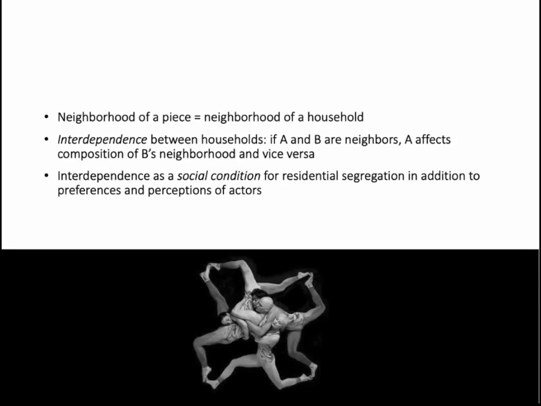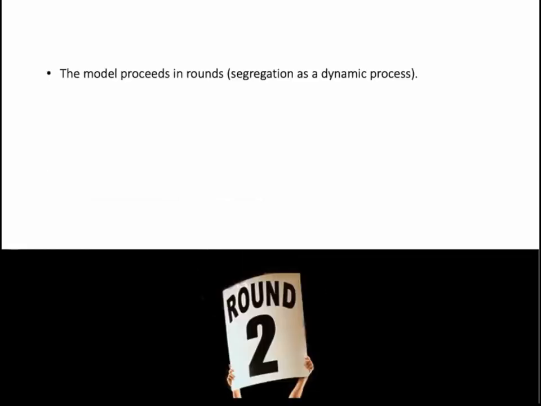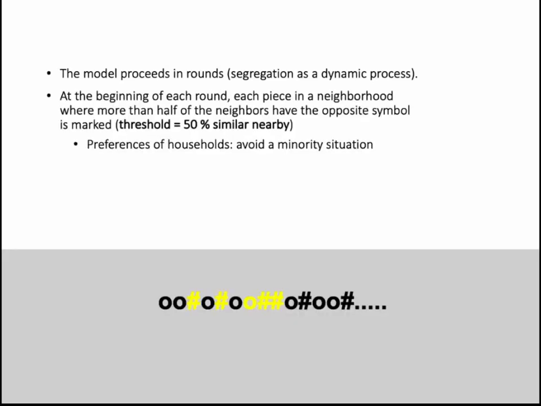Interdependence. And this is now the second step, where individuals do something based on their evaluation of the neighborhood. What we can now do is, in a dynamic process, model rounds where individuals evaluate their neighborhood, and if they are unhappy, they do something. They go. If they're happy, they stay.